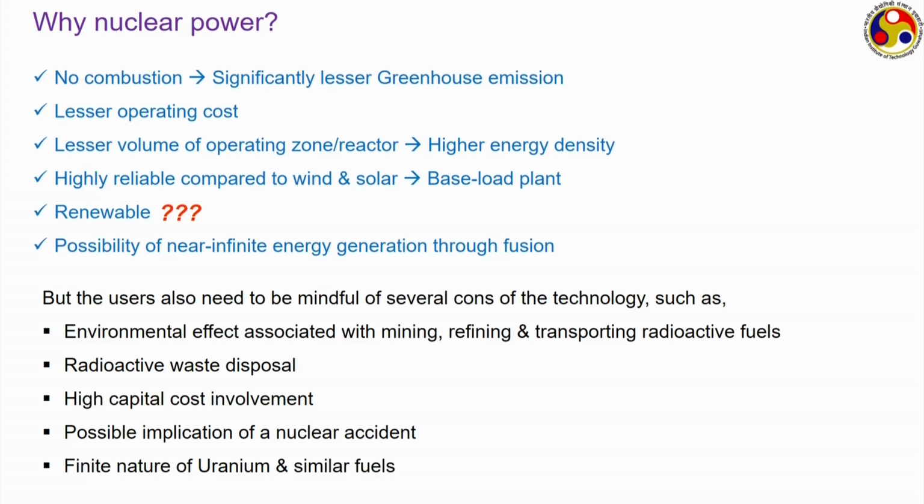Next point may raise some eyebrows: renewable. Conventionally we attach this term to solar, wind and biomass, but here I am using it with nuclear also. Well, I shall be coming back to this after a few lectures, but in certain situations nuclear energy can also be termed as renewable. And then, the possibility of near infinite energy generation through fusion reaction.